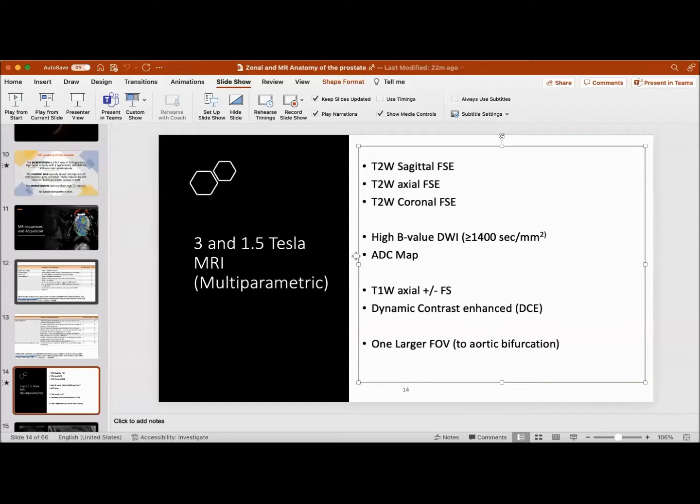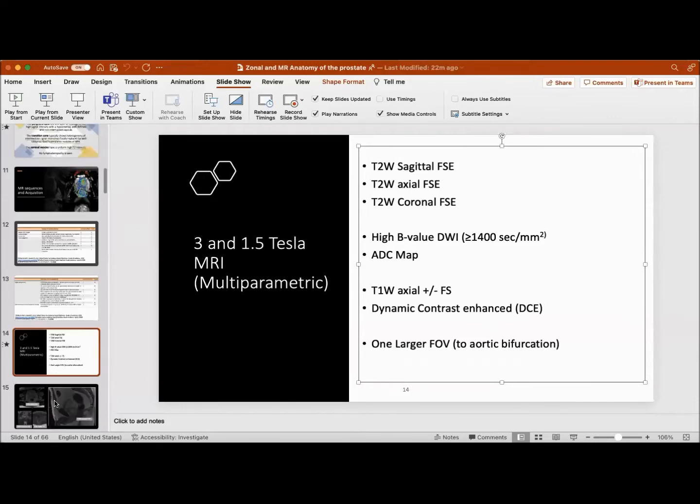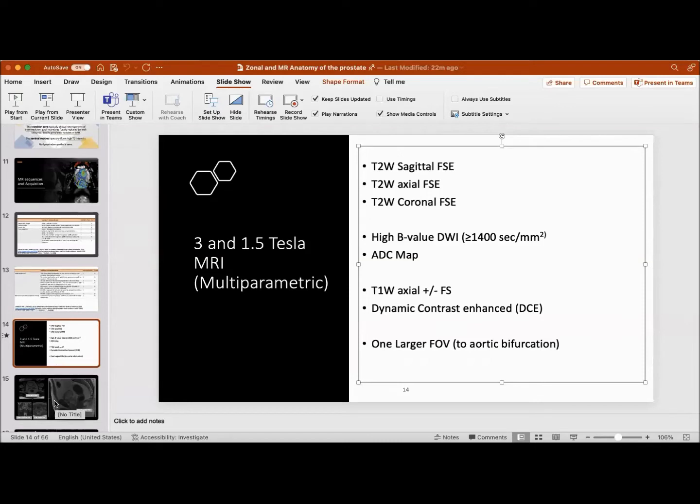So, okay, I can tell you this is the entire list as I have already explained. This is the systematic way we go on. And the last one is one larger FOV to aortic bifurcation. So in our department, we perform a large field of view coronal T1 sequence to look at the para-aortic lymph nodes. So this is also an additional sequence and every institution has their own protocols.